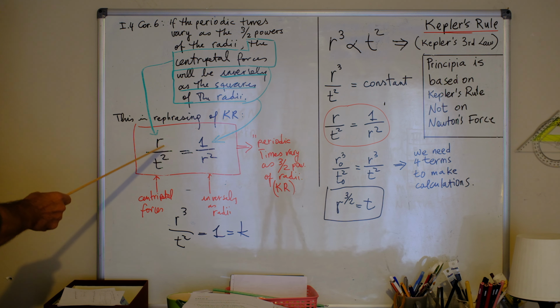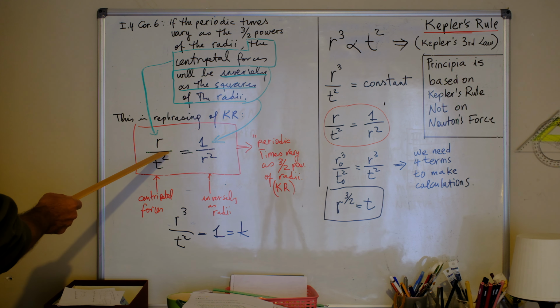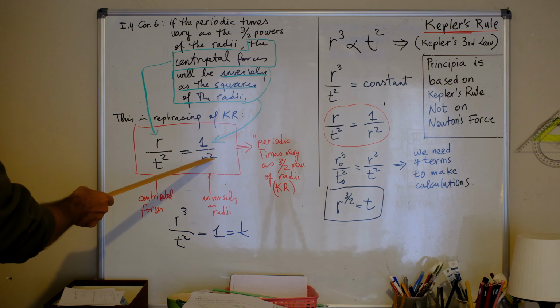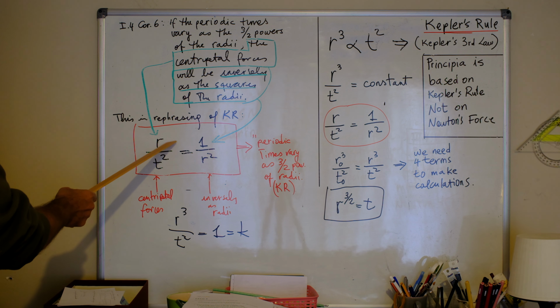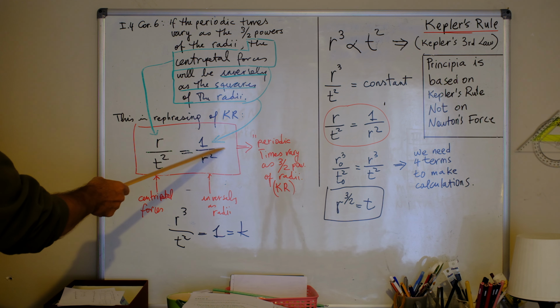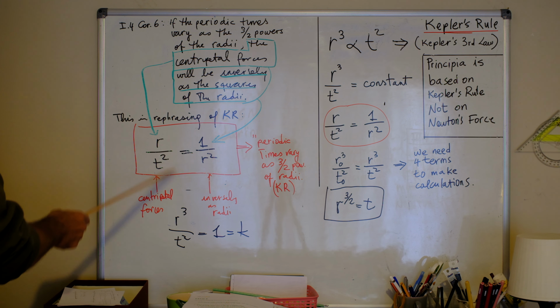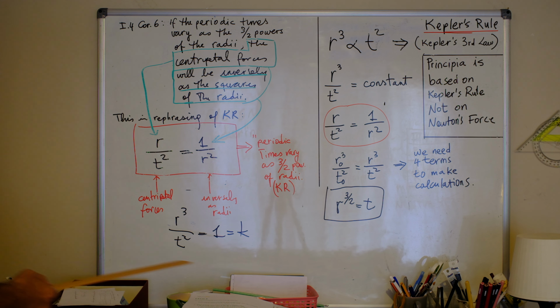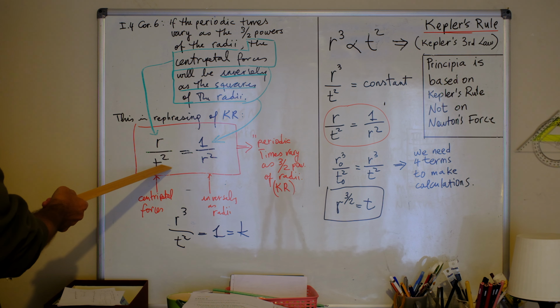And for the force to change like this, you need a time term here. Time must change for this force to change like this, but this t is the period, not time, not the unit time, not the changing time. This is fixed. This is the period of the orbit.